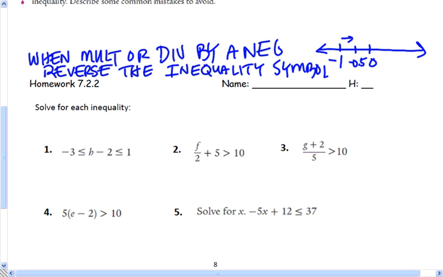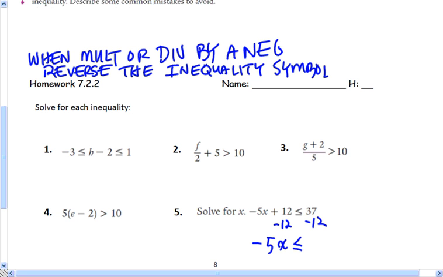And just so I make sure you have a chance to practice that, I'll choose a problem right now where that happens. Right, number 5, it's going to happen. So let's say we just subtract 12 from both sides, no big deal. So now we have negative 5x. And subtracting a number from both sides, that's not going to change the sign. 37 minus 12 is 25. Now we're going to divide by negative 5.